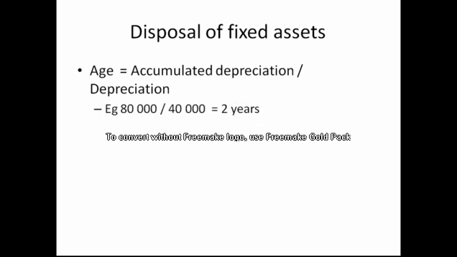So as an example, let's say we have an accumulated depreciation of 80,000 and our depreciation per year is 40,000. So if we divide the accumulated depreciation by the depreciation, we know that the asset at this point in time is 2 years old.